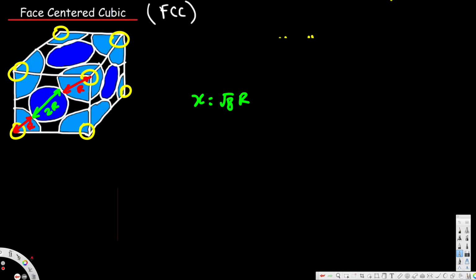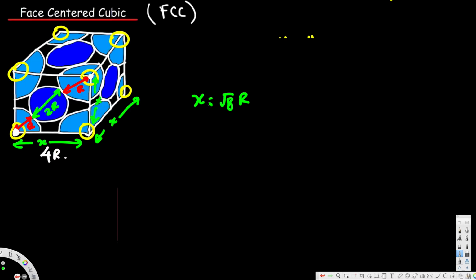And here to here it's r. So from this corner right here to this corner, the total distance is 4r. And when we say edge length, we are talking about this distance, right? For a cube, this distance is equal on each side. So this is also x, this height is also x, all of them are x, right?